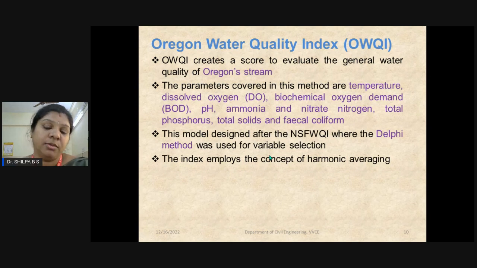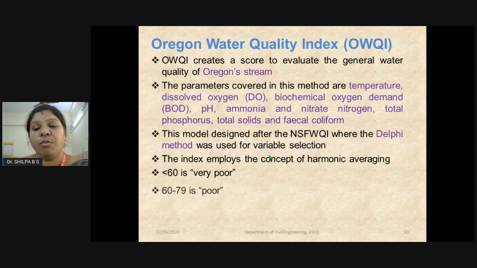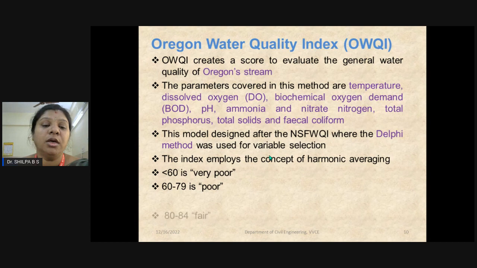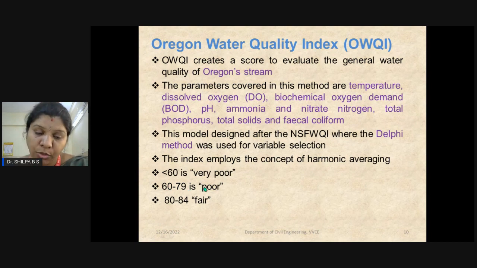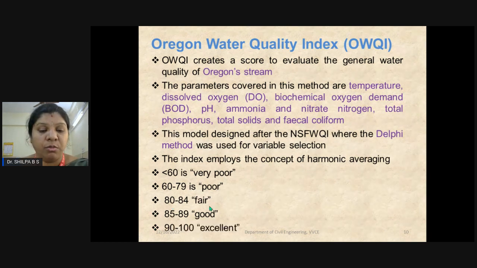Okay, so that is the important feature of this Oregon WQI. The index employs the concept of harmonic averaging. Here, if it is less than 60, then it is considered very poor, 60 to 79 is poor, 80 to 84 is considered fair, and if it is 85 to 89, then the quality is considered good. 90 to 100 is excellent.